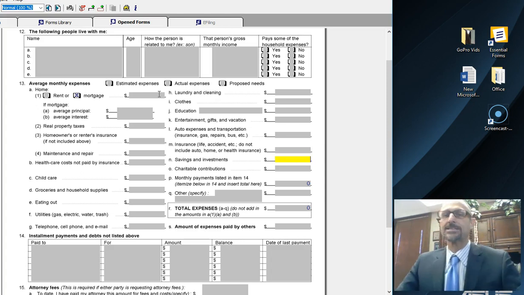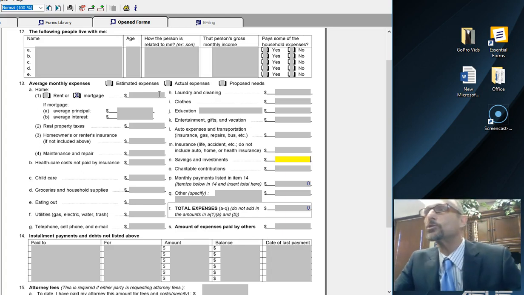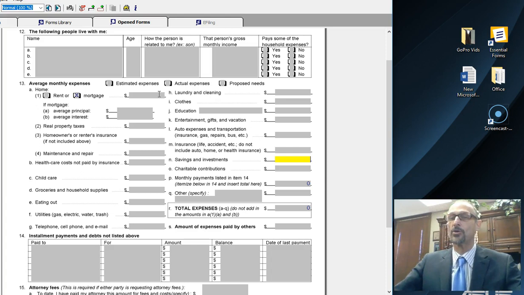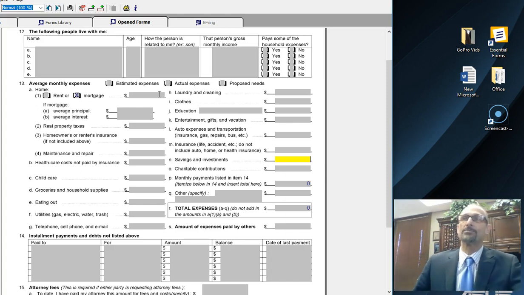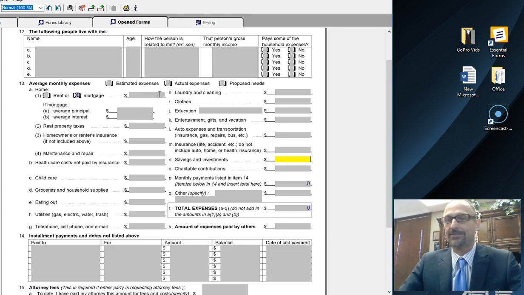Savings and investments would include any money you're taking out and putting aside for savings. It also includes money that's coming out of your check to go into a 401k or pension payment or whatever it might be. If they're taking money out of your paycheck because you're a teacher and it's automatic, that amount goes in there. It could be $700, $800, $900 a month. Whatever it is, put that in there.